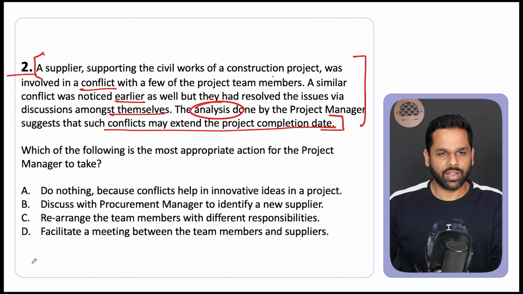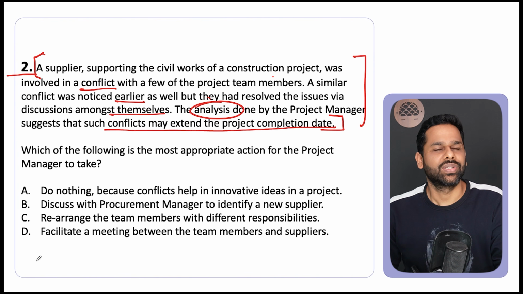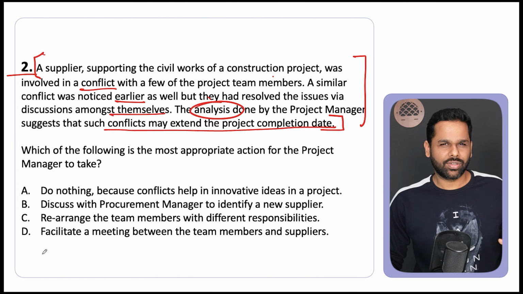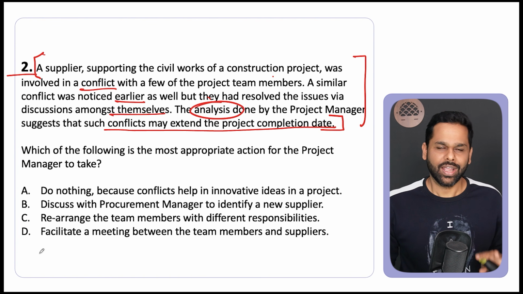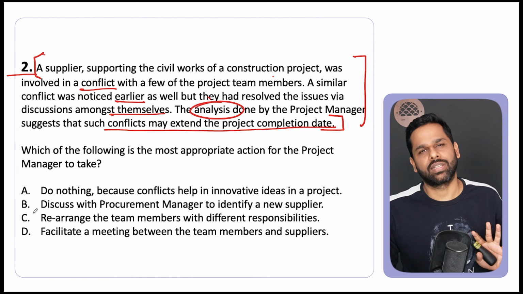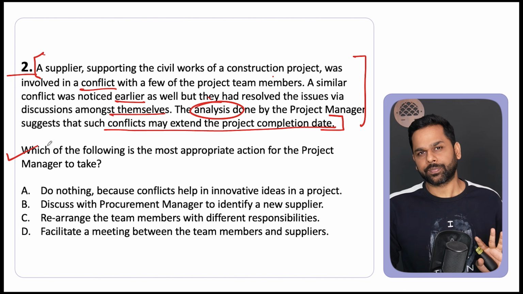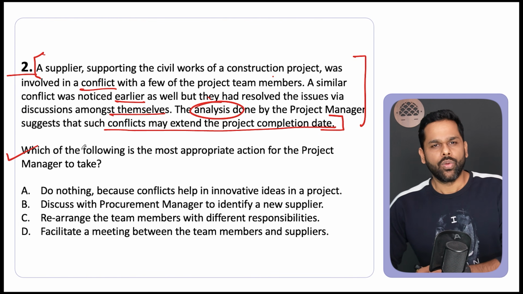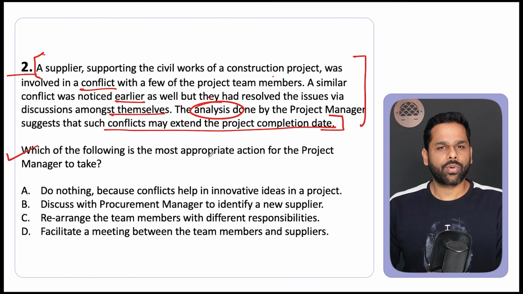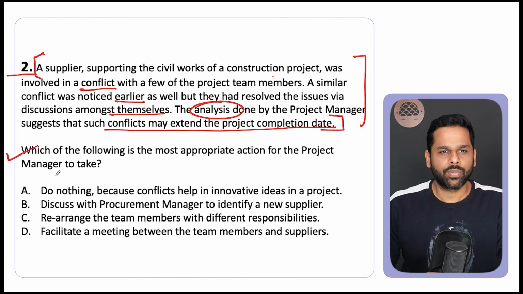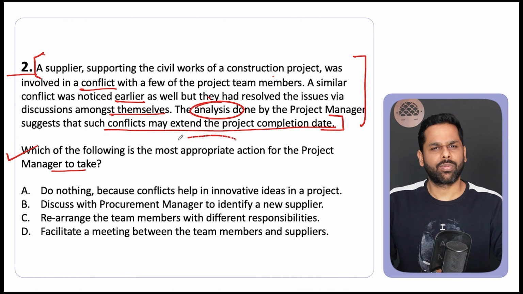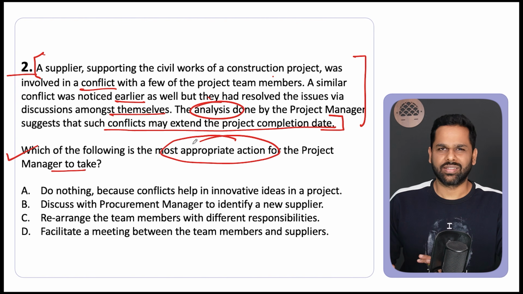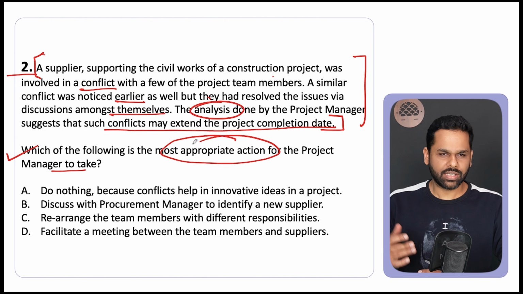As I said, it's very, very important that we understand the situation well. Once you have understood the situation, half of the job is done. We just need to finalize which option is best to answer the question. Let's see what the question is. Which of the following is the most appropriate action for the project manager to take? Earlier question was talking about the best action. This one is talking about appropriate action. It's almost one and the same. So let's see the options and then we'll decide what is the best.